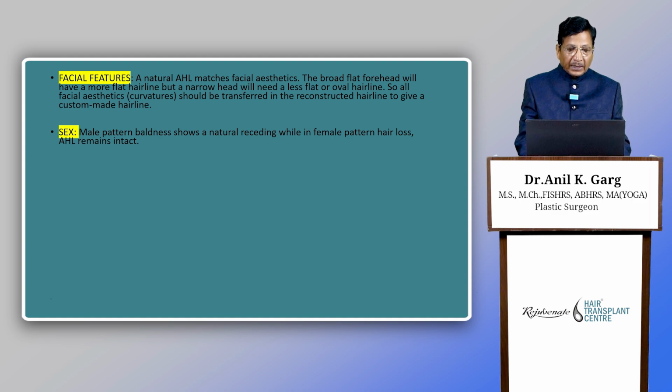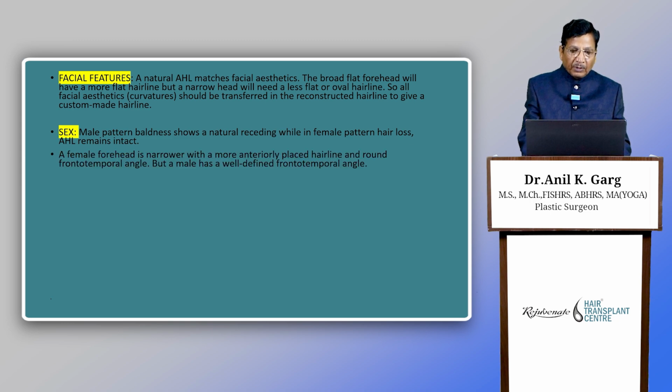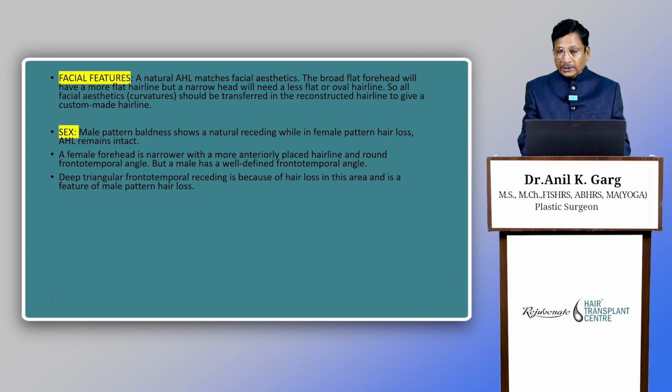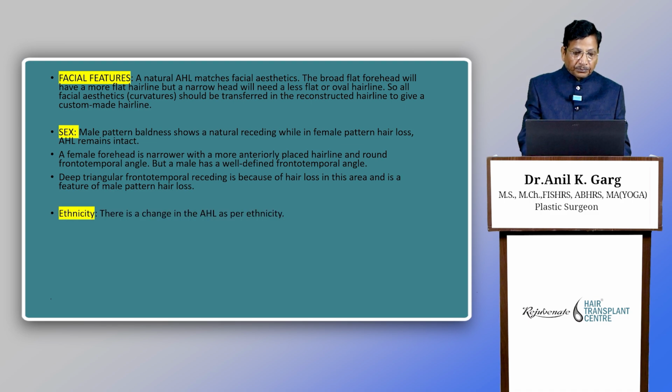Sex. The male pattern baldness shows a natural receding, while in female pattern hair loss, anti-hairline remains intact. A female forehead is narrower with a more anteriorly placed hairline and a round frontotemporal angle, but male has a well-defined frontotemporal angle. Deep triangular frontotemporal receding is because of hair loss in this area and is a feature of male pattern hair loss.